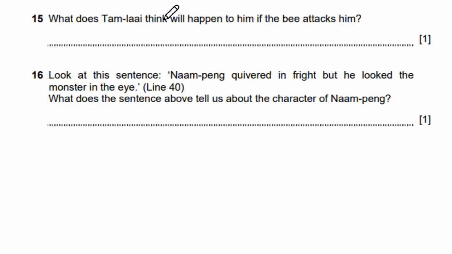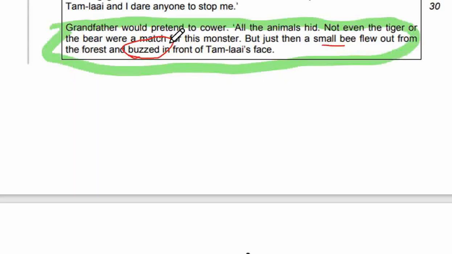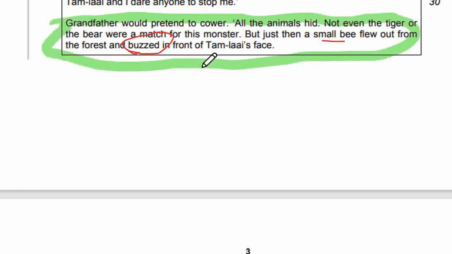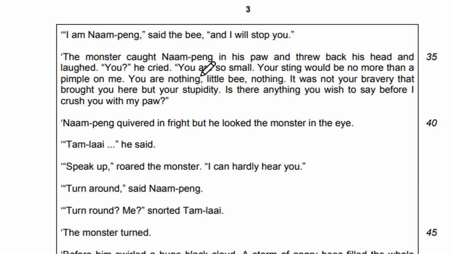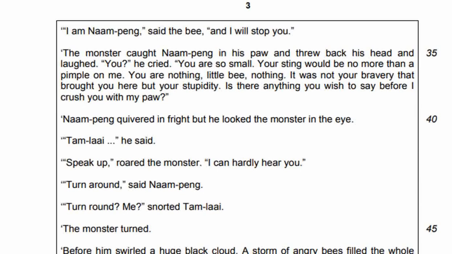Why does Tam Lai think will happen to him if the bee attacks him? What does Tam Lai think? So this is a small bee. A small bee flew out and buzzed in front of Tam Lai's face, and the name is Nampang, the bee, and I will stop you. The monster caught Nampang in his paw and threw back his head and laughed. You are so small, your sting would be no more than a pimple on me.